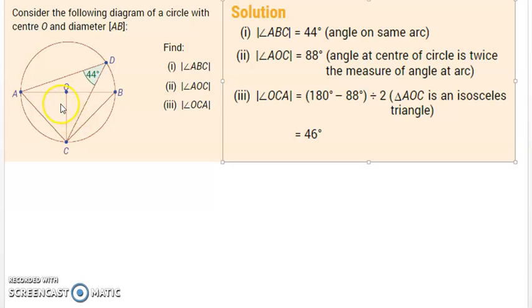So 180 take away 88 is 92. You divide that by 2 and you get that each of this angle here and this angle here is 46 degrees.